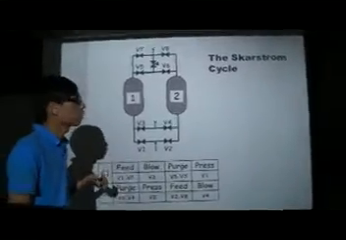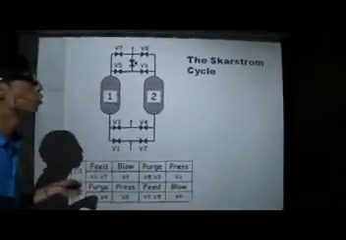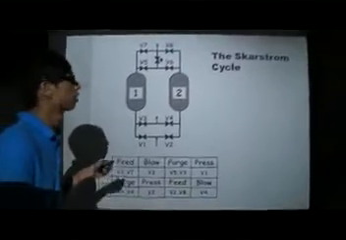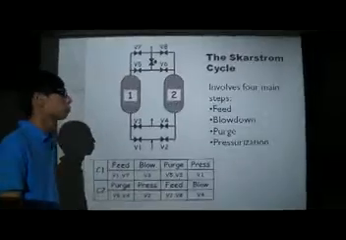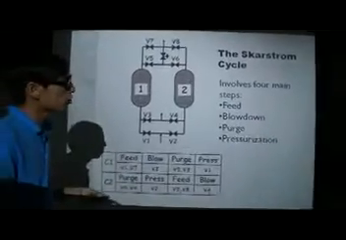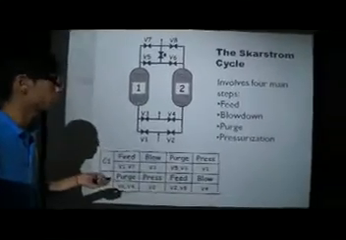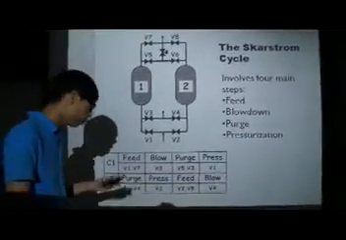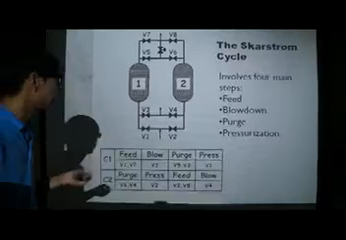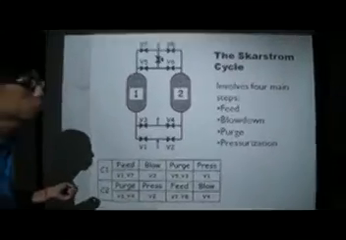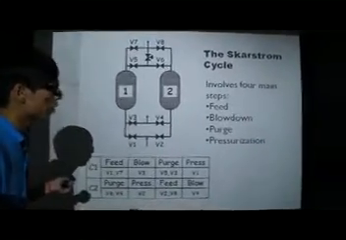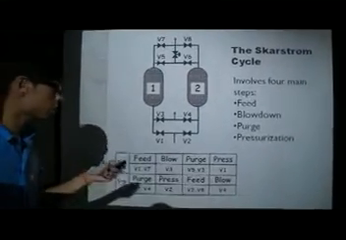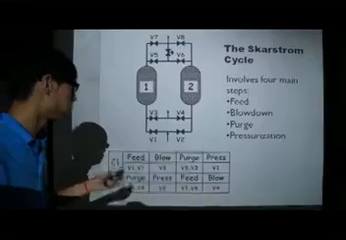Okay, I would like to take a brief moment to introduce the Skarstrom cycle, which is the pioneer of PSA applications in industries. The cycle involves four main steps: the feed step, the blowdown step, the purge step, and the pressurization step. During the feed step, feed is directed into the adsorption column for the adsorption process until the column achieves saturation. When the column achieves saturation, we proceed to the blowdown step.